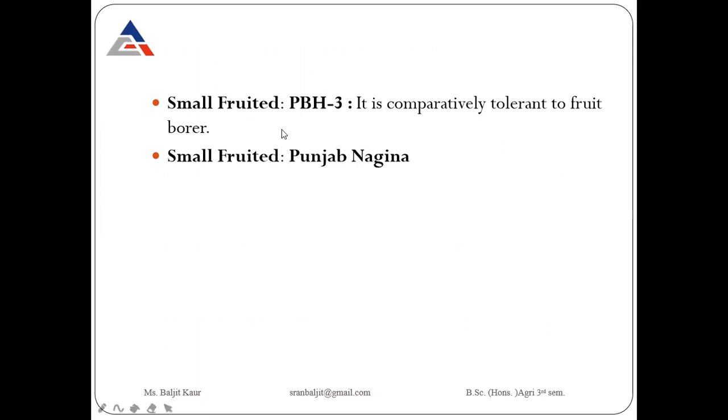The next varieties are small fruited varieties, like PBH3 and Punjab Nagina. The PBH3 variety is comparatively tolerant to fruit borer. These are some of the varieties of brinjal. Otherwise, there are a number of varieties grown in different areas, states or countries, but we have talked about the few varieties of brinjal that are grown in Punjab.